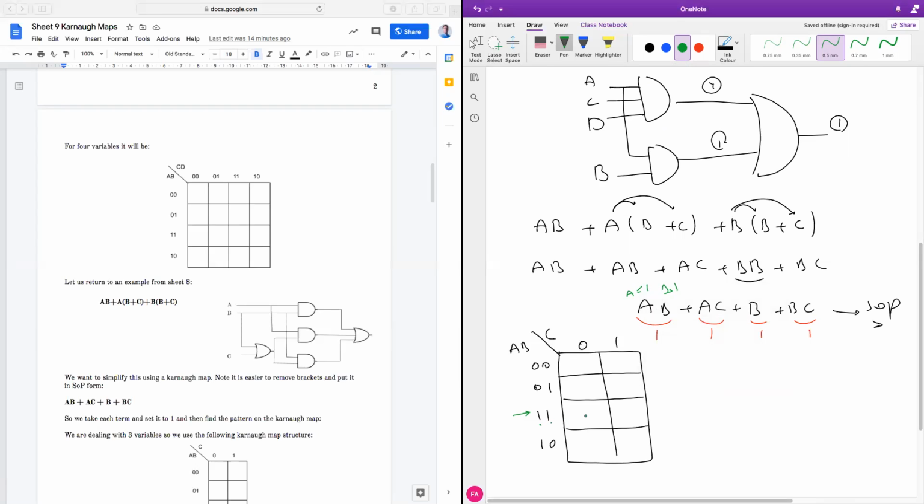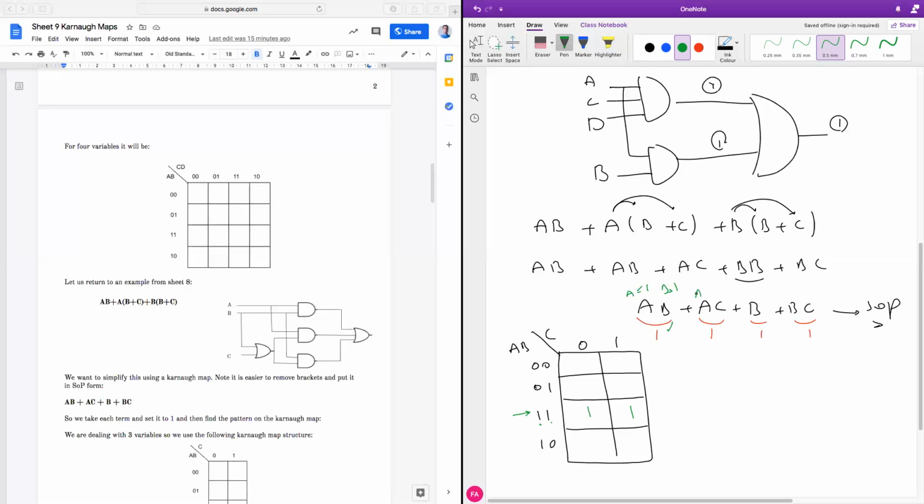Is C important? No, C can be 0 or 1. So I put 1 in both of these cells in this row. Why? When A is 1 and B is 1, definitely the output is 1. Doesn't matter if C is 0 or C is 1. So I did this bit.